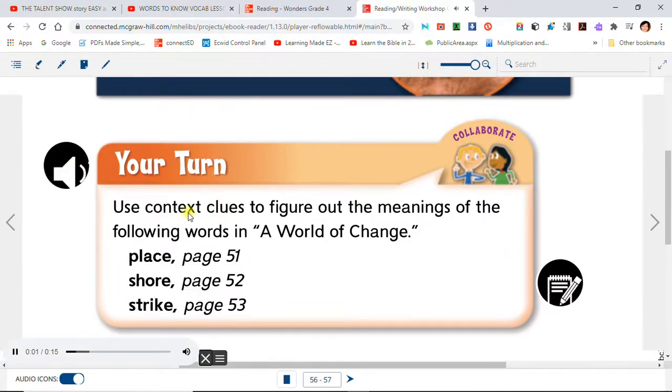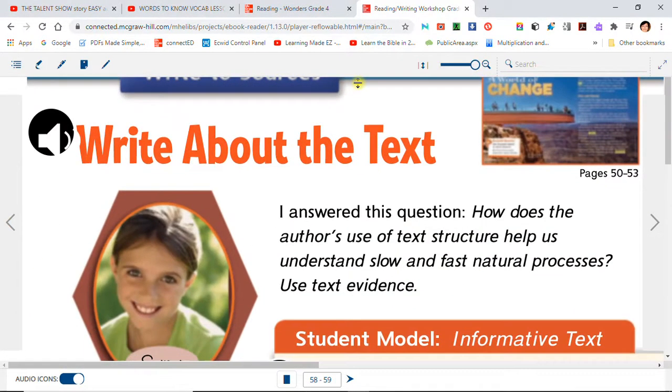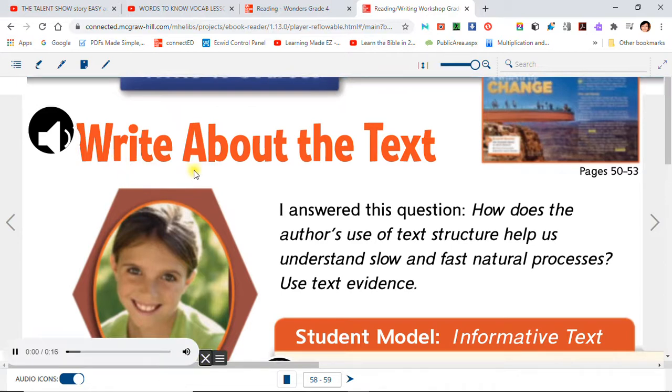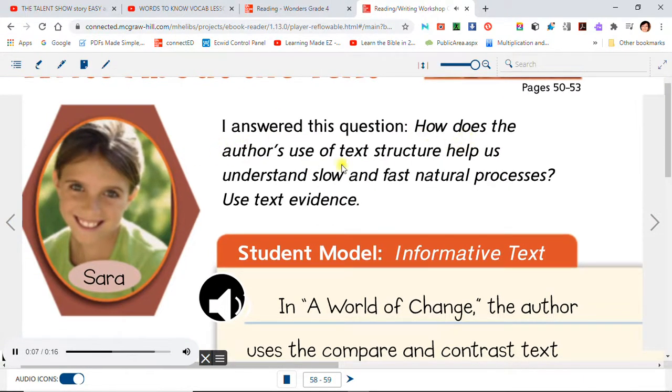Your turn. Use context clues to figure out the meanings of the following words in A World of Change. Place, page 51. Shore, page 52. Strike, page 53. Write about the text. I answered this question. How does the author's use of text structure help us understand slow and fast natural processes? Use text evidence.